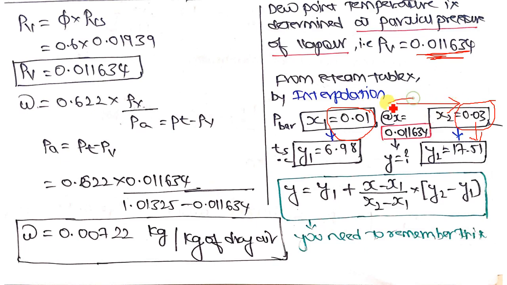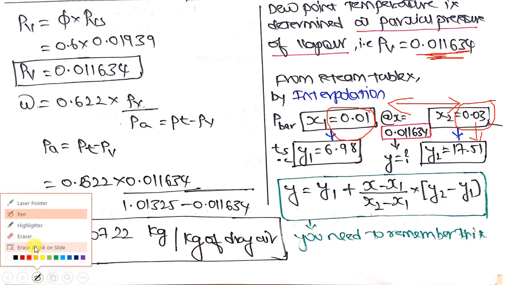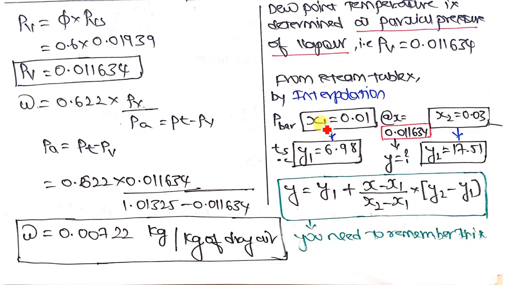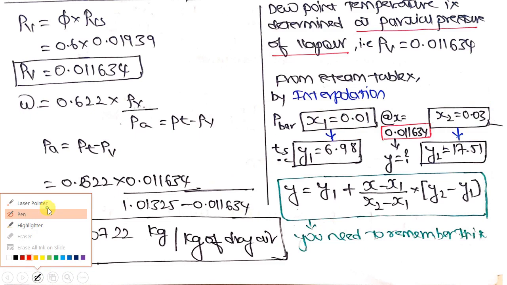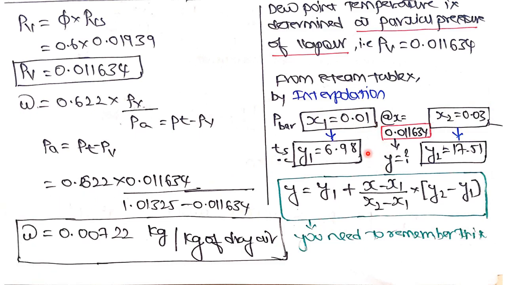It is very simple, guys. What you have to do is note down the first, minimum value: 0.01, which is 6.98, and the other value, 0.03, which is 17.51. Then you have to find the value which is intermediate between them, which is 0.011634. You take this pressure value as x1, this as x2, and the temperature values as y1 and y2. At x equal to 0.011634, what is the y value? That is what you have to find out.